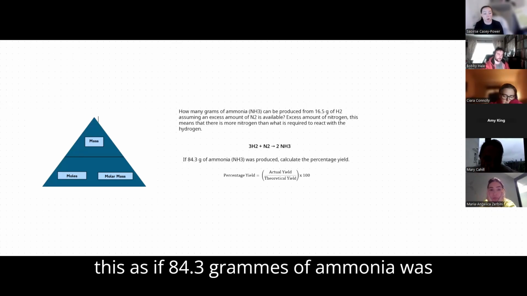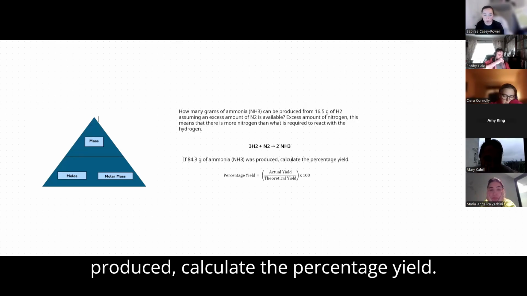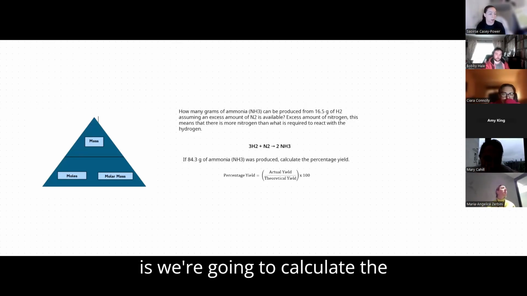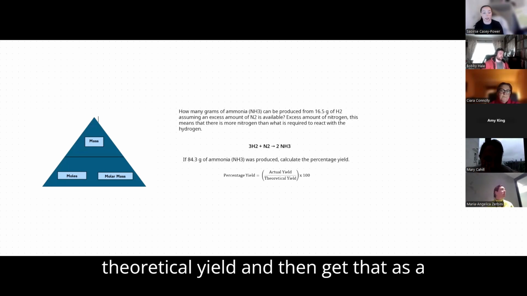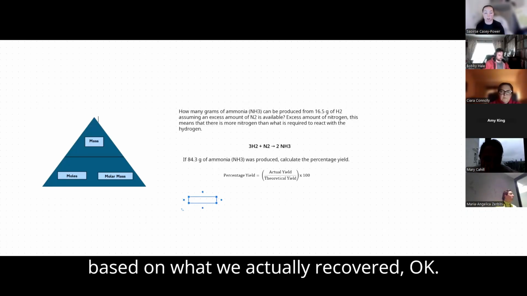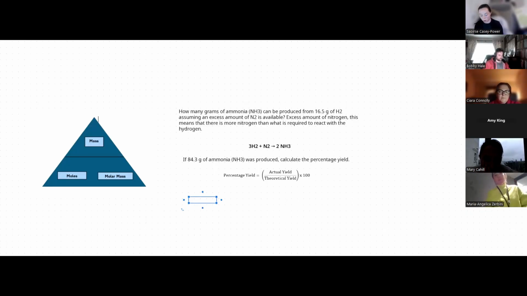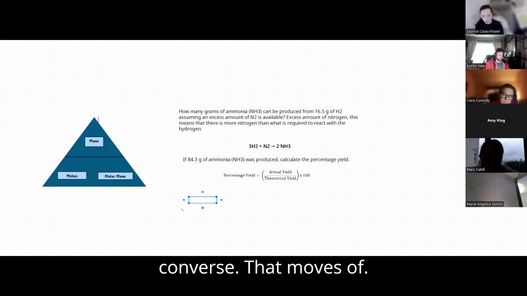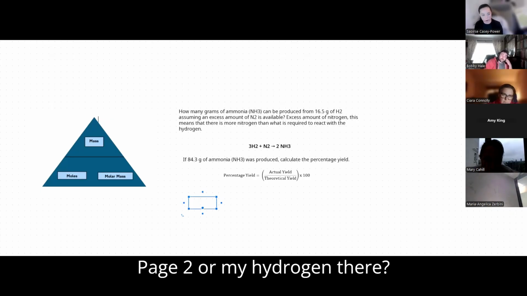It says if 84.3 grams of ammonia was produced, calculate the percentage yield. So in this case, we're going to calculate the theoretical yield and then work out the percentage based on what we actually recovered. So first things first, I'm going to convert to moles of H2, my hydrogen.